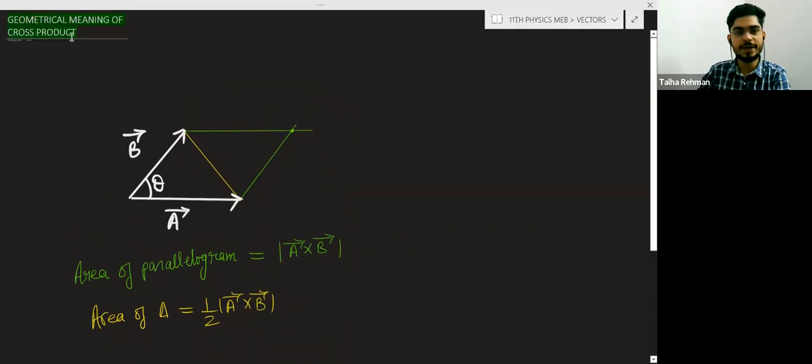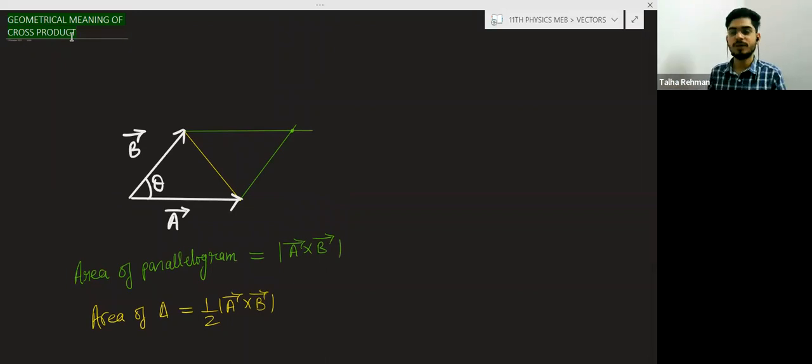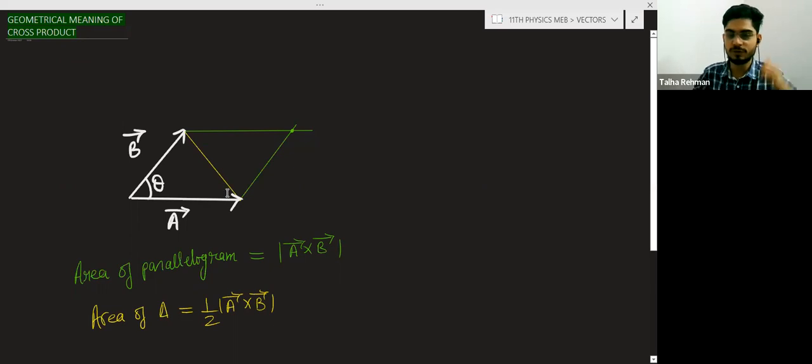So this is your heading, geometrical. The geometrical meaning of cross product means the magnitude of the cross product represents the area of the parallelogram, and half of the magnitude of the cross product will be the area of the triangle. So I think we should do one question on it also. We have 5 minutes.